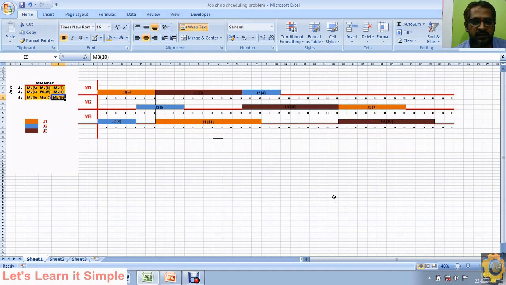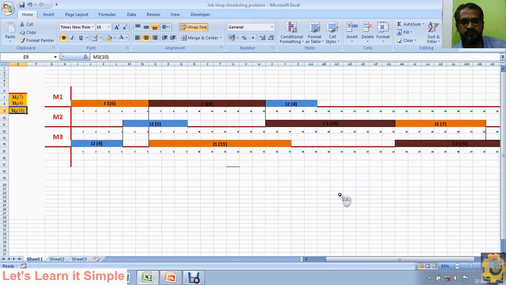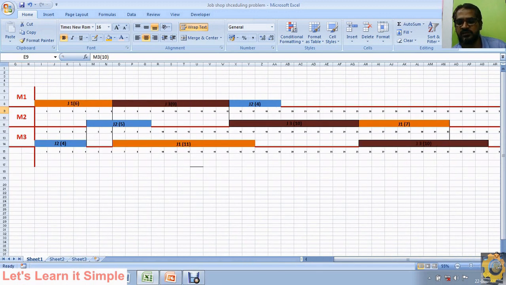So this is the way you need to start processing all the jobs in these 3 machines. So this is the Gantt chart representation of that one.